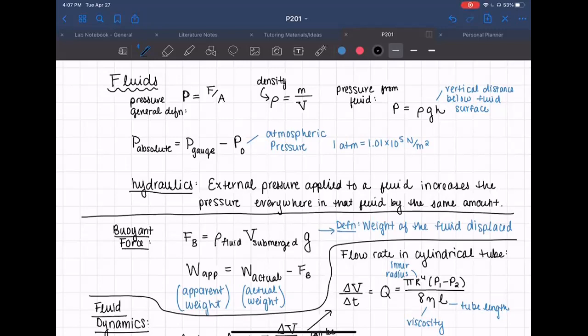So first off is fluids. There's kind of three, I guess two more general concepts and equations for fluids, and that's going to be the general definition of pressure, which I have as that capital P is equal to force divided by area, that F over A, and then also density we introduce with that lowercase Greek letter rho, and that's just mass per volume.